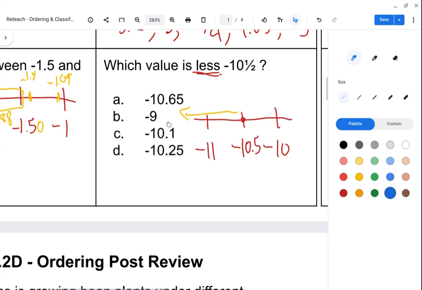Negative 10 65/100 would be somewhere right here, negative 10.65. Negative 9 is going to be before negative 10, so it would have been over here somewhere. Negative 10.1 would be somewhere like that, and negative 10.25 would be there. So in this situation, negative 10 65/100 is less than negative 10.5, because remember it's negative 10.5.